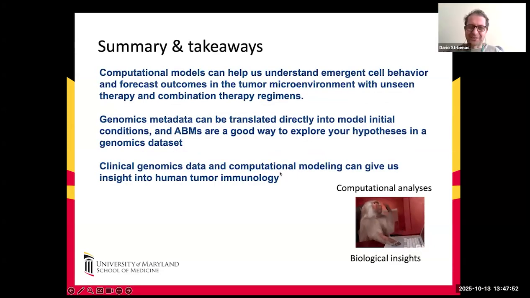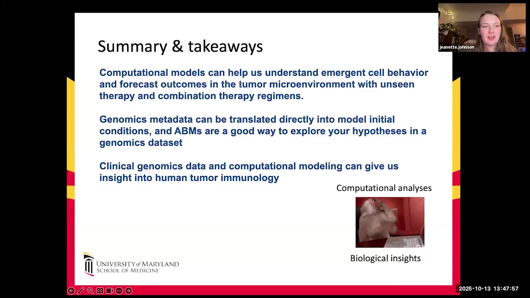Thank you. Sorry, my summary and takeaways are just that using these kinds of computational models can help us understand emergent cell behavior and forecast outcomes in the tumor microenvironment with unseen therapy and combination therapy regimens. Genomics metadata is a very good candidate to translate directly into model initial conditions. ABMs are a good way to explore your hypotheses in a genomics data set. And clinical genomics data and computational modeling can give us direct insight into human tumor immunology.